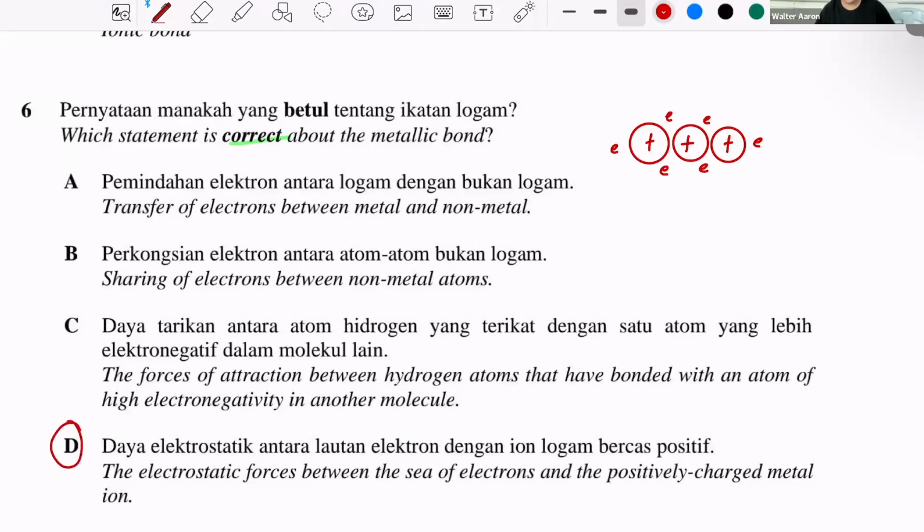The electrostatic force between the sea of electrons and a positively charged metal ion is referring to the metallic bonding, okay? So as long as you have a positively charged particle attracted towards a negatively charged particle, it can be ion and ion, it can also be ion and electron, no problem, right? Because they're all different charges. So if you have opposing charges, any particles with opposite charges, when they are attracted to each other, we consider that as electrostatic force. So the answer here will be D.